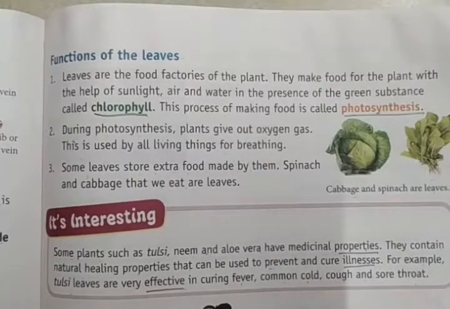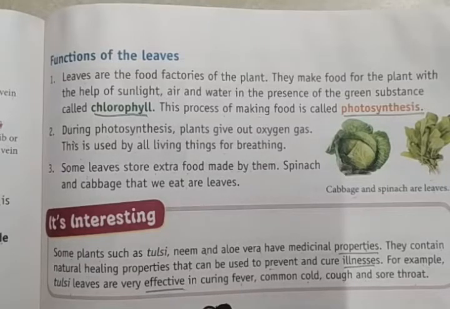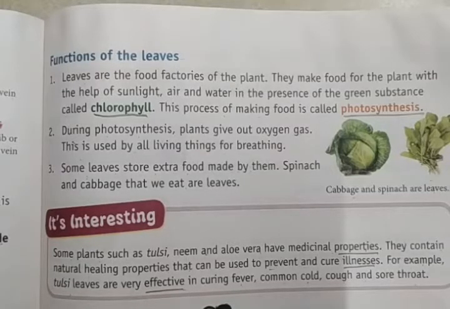Photosynthesis. How does a leaf prepare food for a plant? They make the food for the plant with the help of sunlight, air and water in the presence of a green substance called chlorophyll. This process is called photosynthesis.